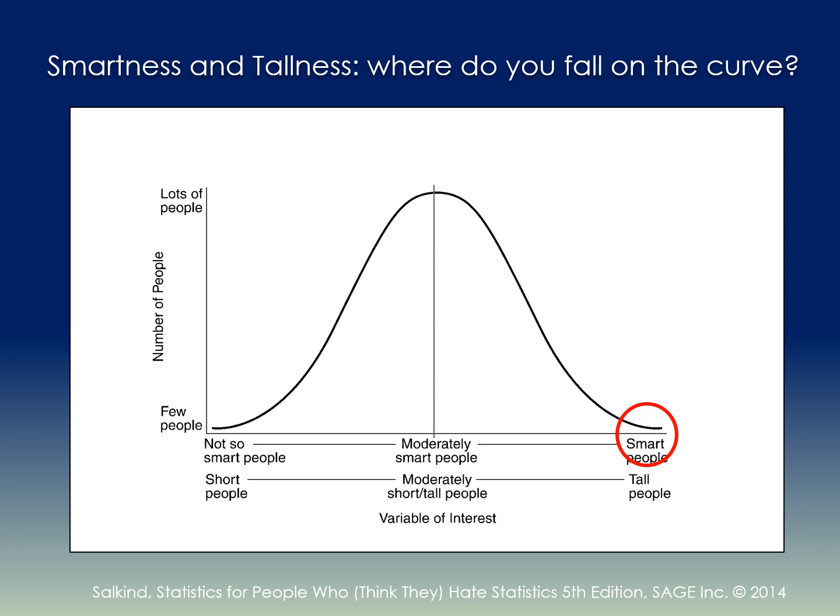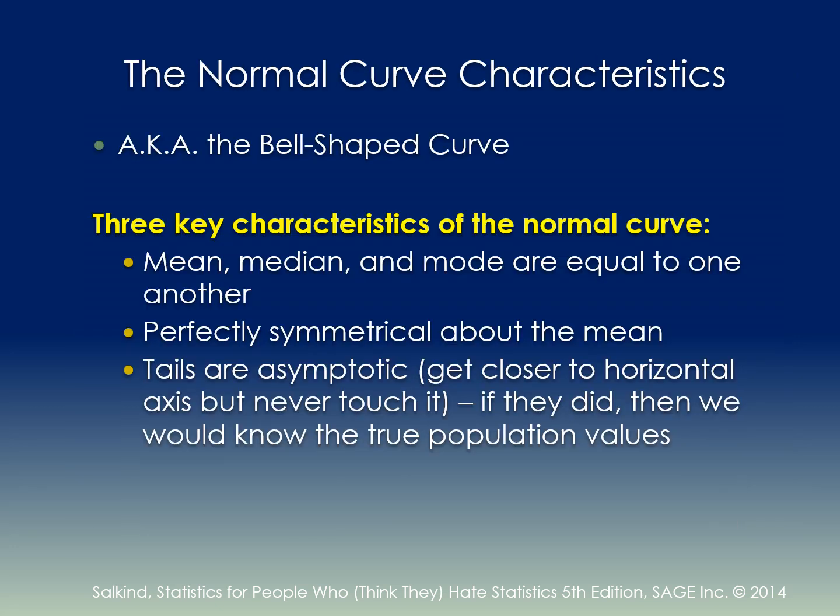So here are the three key characteristics of the normal curve. I've already talked about the last one there, the tail aspect here. The tails are asymptotic. They get closer to the horizontal axis but never touch it. If they did, then we would know about the true population values. The other things about the normal curve, again, are this. The mean, the median, the mode are all equal to one another with the normal curve. And again, you could only find that if you knew the true population values, which you can't.